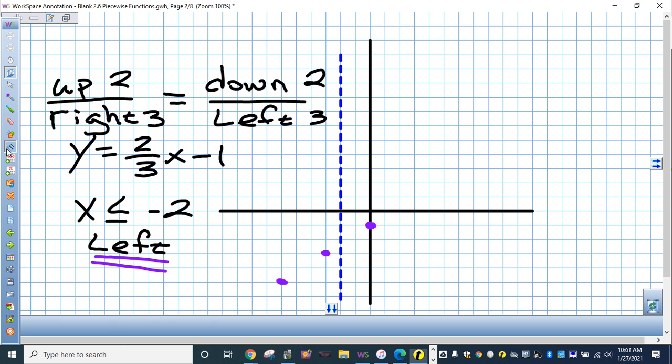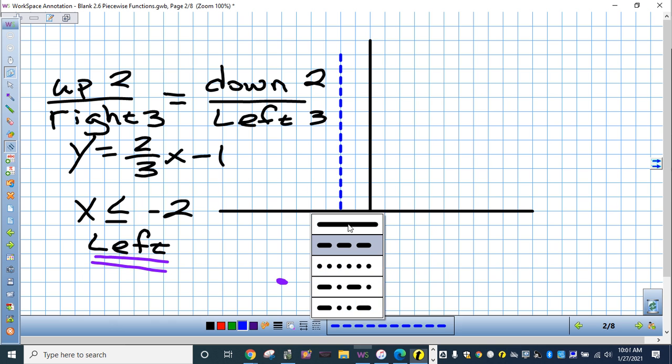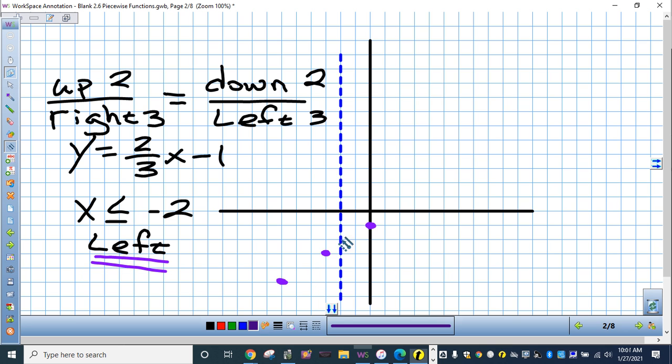So I could either draw on the whole line, or I could just start at the line and go this way. I'm going to draw on the whole line and erase, just because I'm a bit of a perfectionist. Now, for some of you, leaving that gap right there is going to make you have a nervous breakdown, but you'll get through it. So I have a solid line on that dotted x equals -2, right? I have that solid dot right here because it's equal to as well.